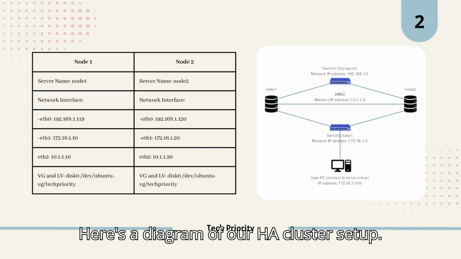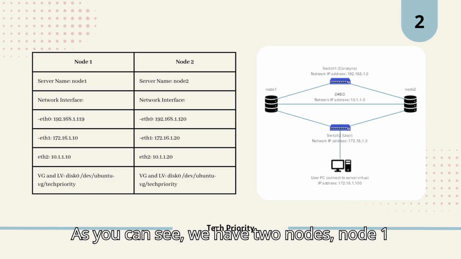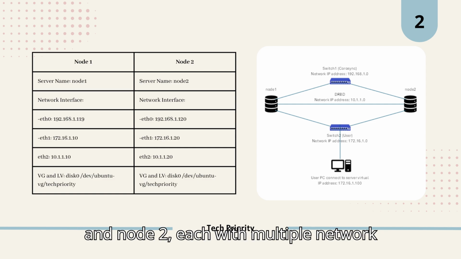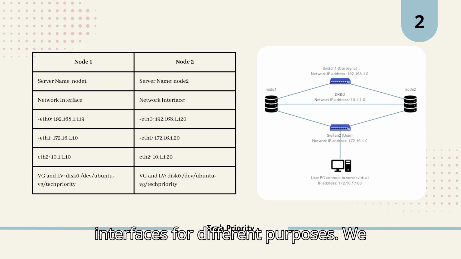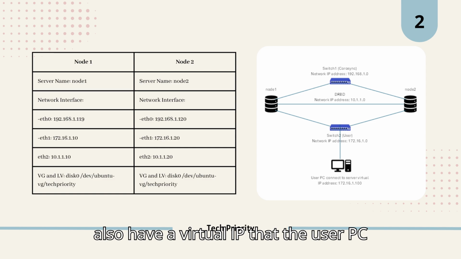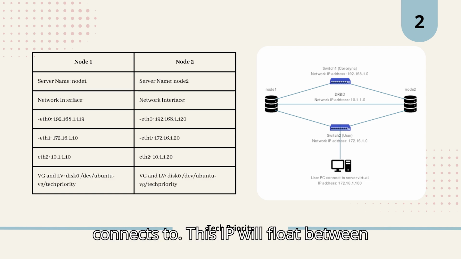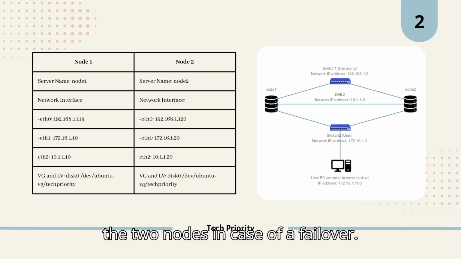Here's a diagram of our HA cluster setup. As you can see, we have two nodes, Node 1 and Node 2, each with multiple network interfaces for different purposes. We also have a virtual IP that the user PC connects to. This IP will float between the two nodes in case of a failover.